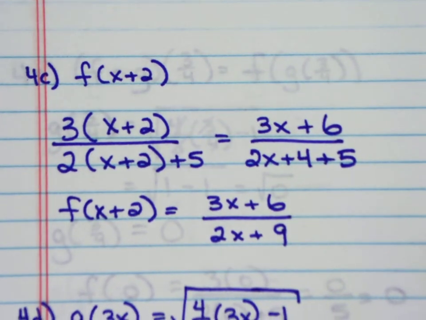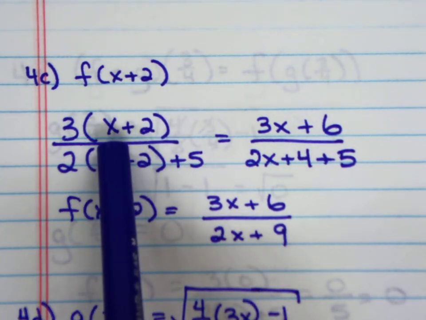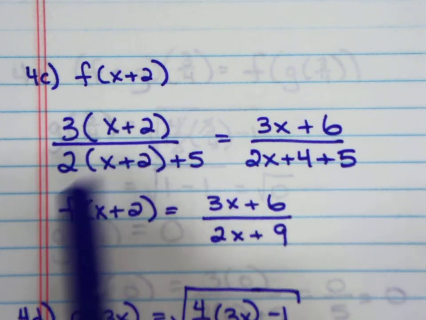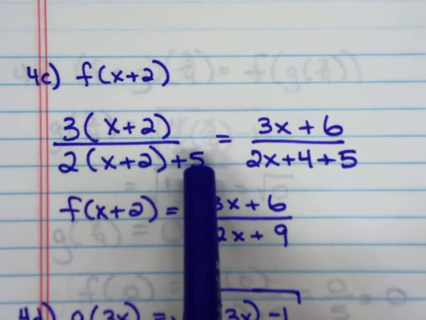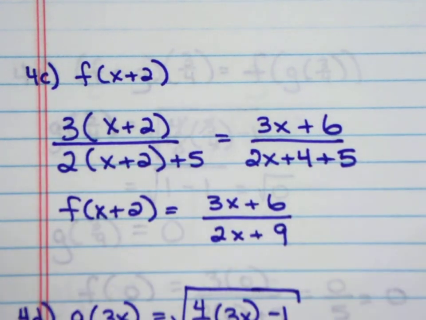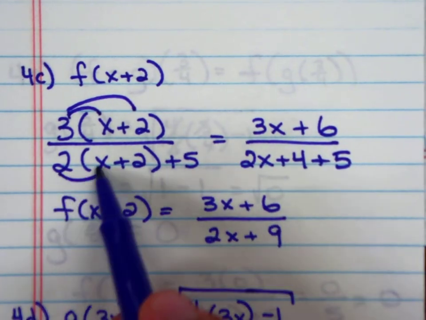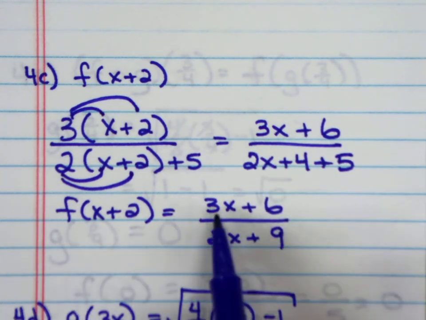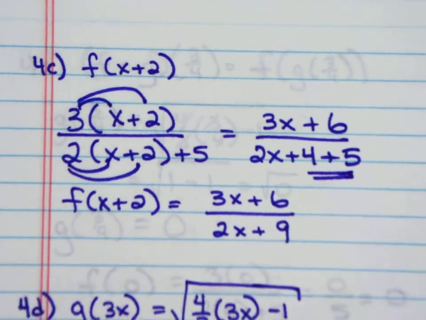For 4c, determine f of x plus 2. So we take the function f of x and we plug in x plus 2. So instead of 3x, it becomes 3 times x plus 2. Instead of 2x, it becomes 2 times x plus 2, and then plus 5. Using distributive property, 3x plus 6, 2x plus 4, plus 5. So your final answer, 3x plus 6 over 2x plus 9.